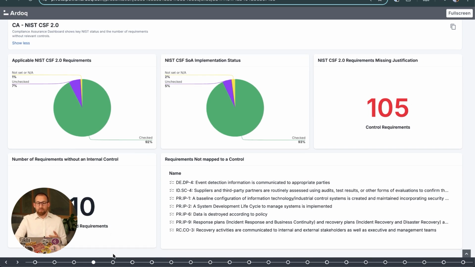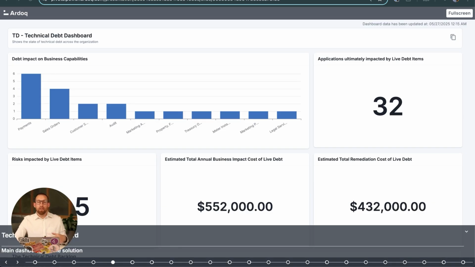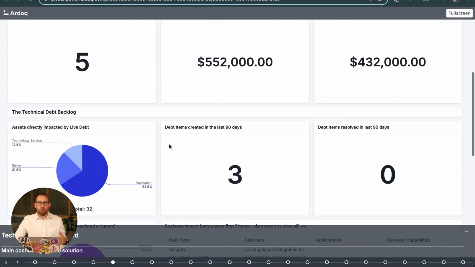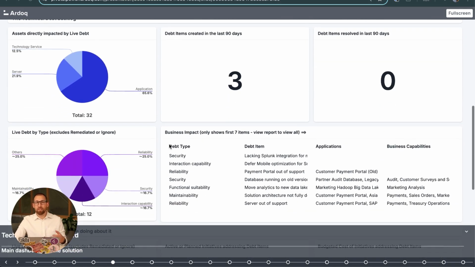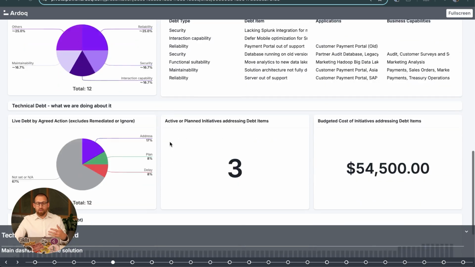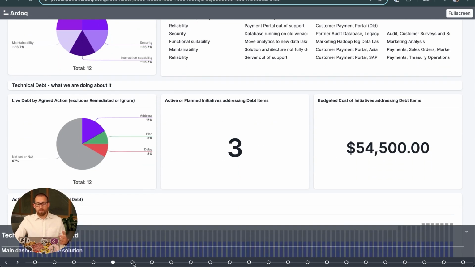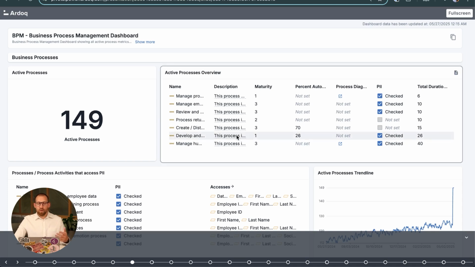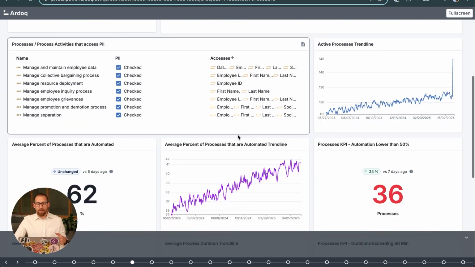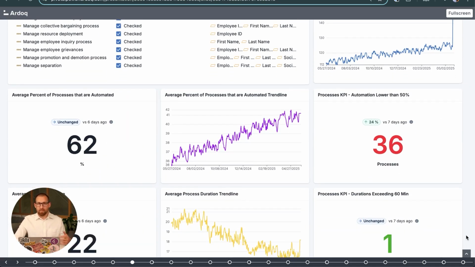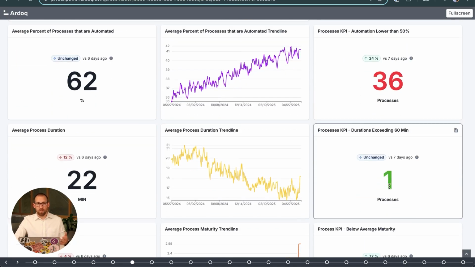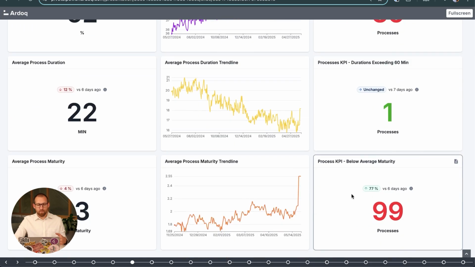We can also garner insights from architecture assessments that help optimize and modernize our business. Here we can see the total technical debt across our organization and its impact on our business via the relationships from applications to business capabilities. We can also look at how our business processes are impacting our business, and we can highlight which organizational processes are not meeting the KPIs we have for automation, duration, and maturity. Data we're likely pulling from something like Celonis and process mining information.